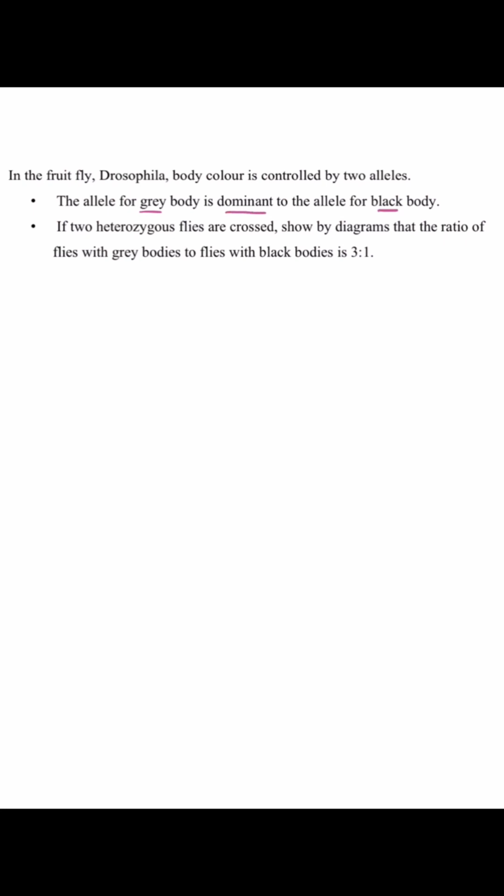In this question, it doesn't actually tell you which letters to use, so I'm going to decide my own letters. It says grey body is dominant over black body, so I'm going to use the letter G. I'm going to say that capital G represents grey and small g represents black. Remember that the capital letter always represents the dominant allele.